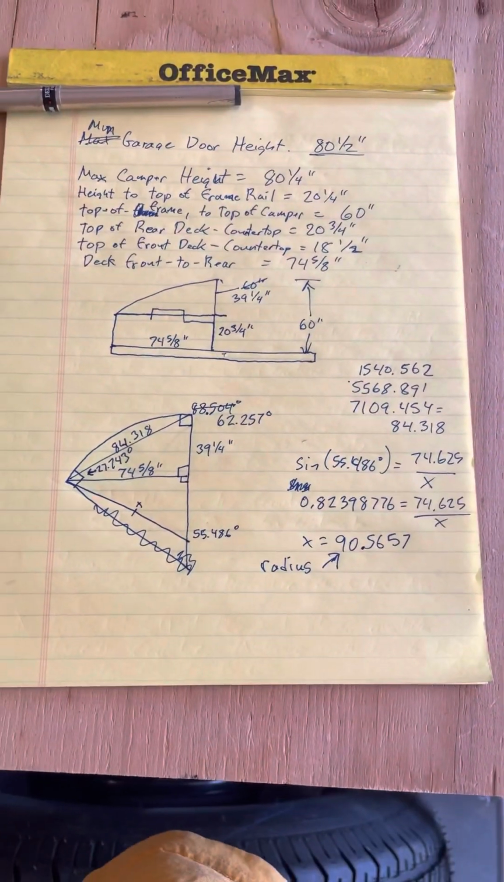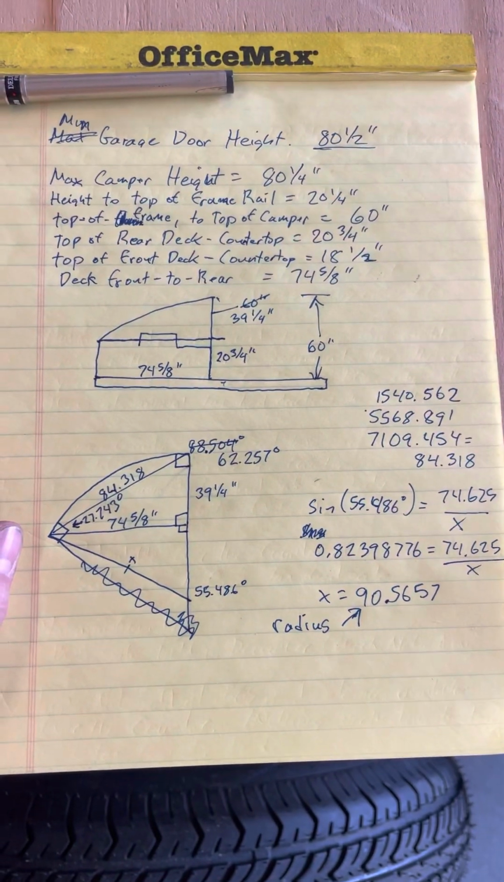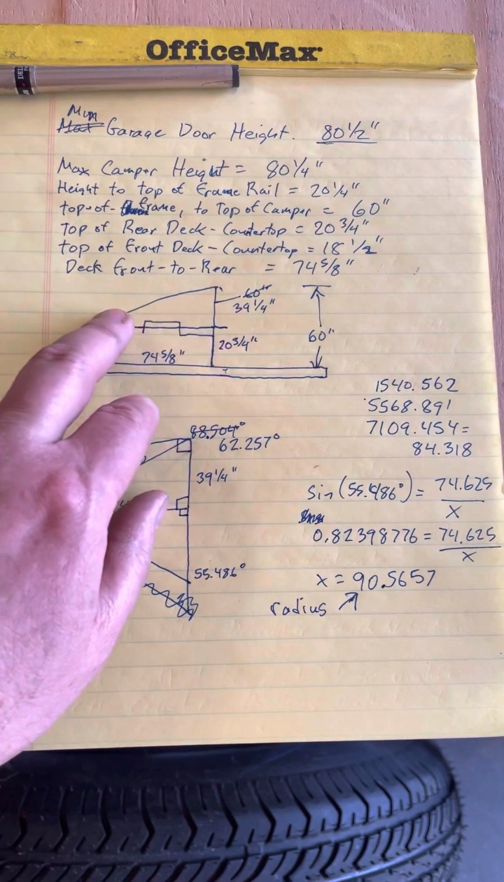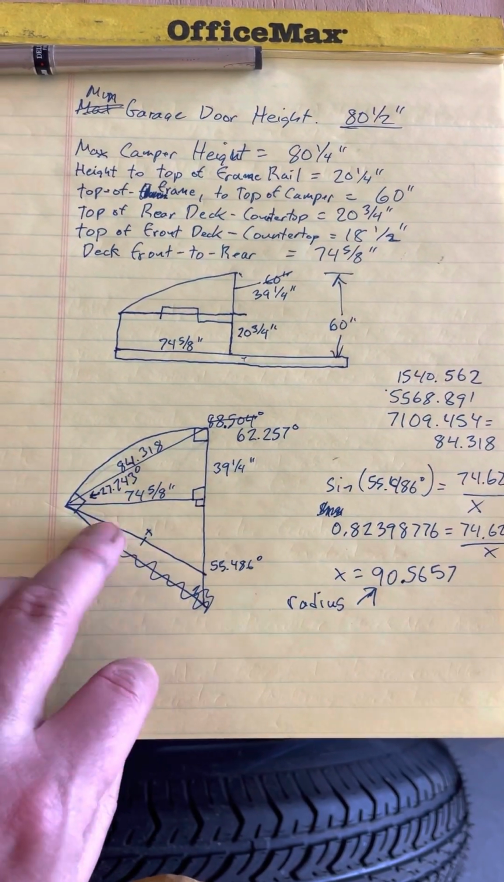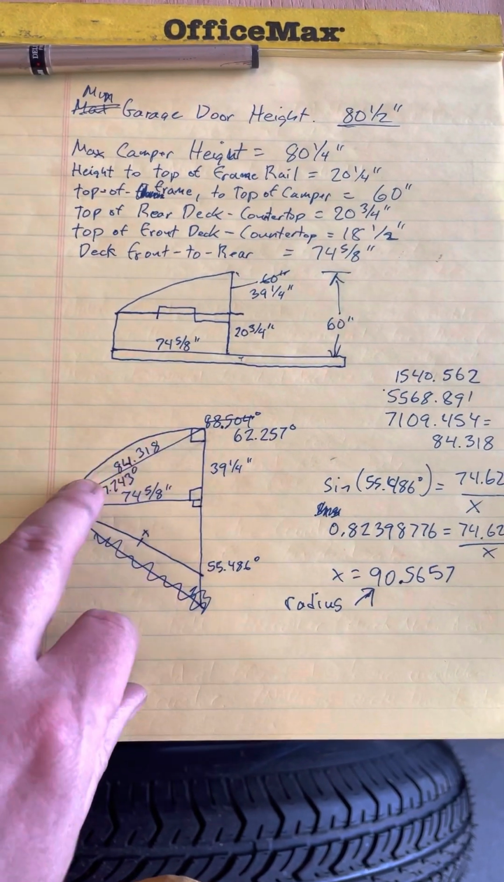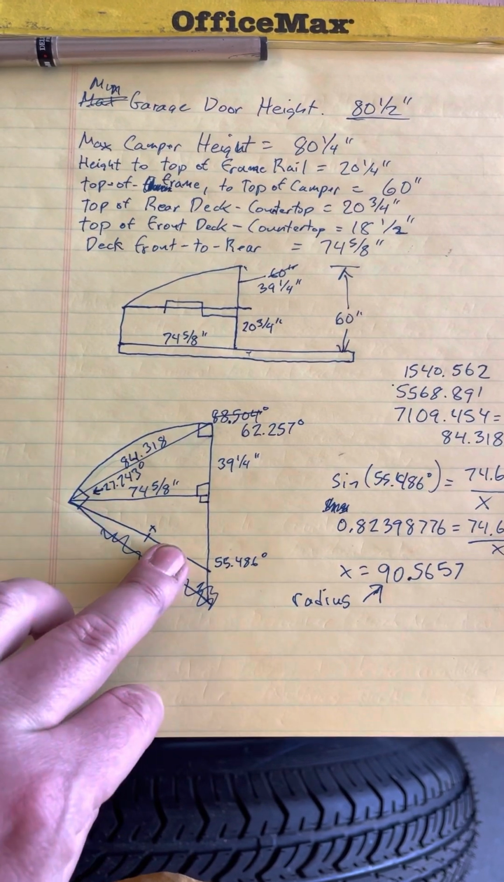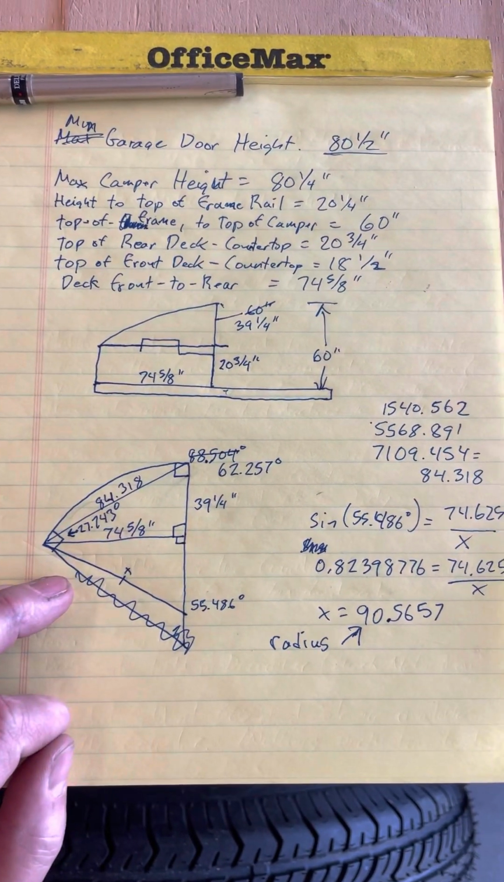Alrighty-yo. We'll try to see if this makes any sense here. So, trying to figure out the arc on the back of my camper, what the radius would be to make that nice arc. So I need to know the distance for my center point to run a string.